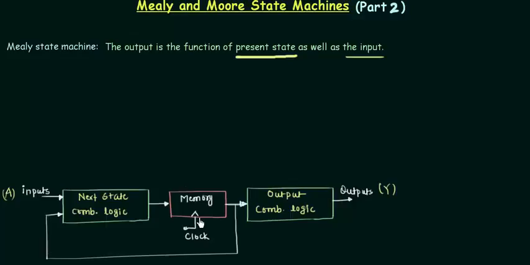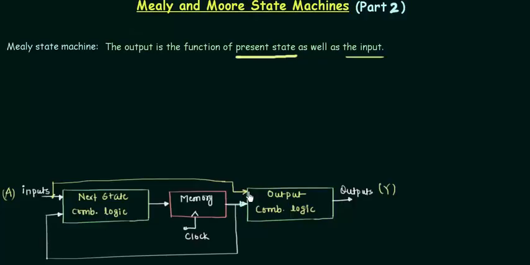To make it a Mealy state machine, I need this output to be a function of the present state and also a function of the input, which means A. So there is a small change. To make it the Mealy state machine, I will take this input from here, and I will give it to this output combinational logic. Now you can see the output is a function of the present state as well as the input. So this is a Mealy state machine.